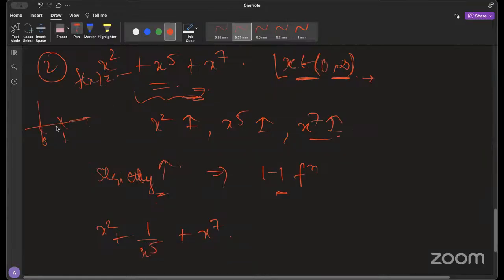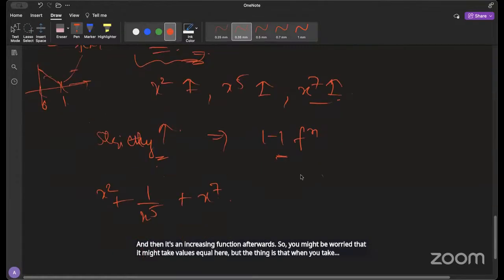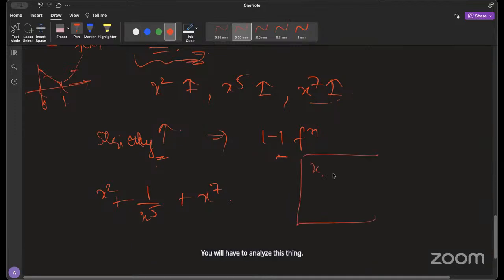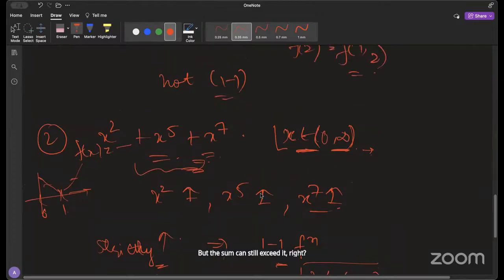From 0 to 1, this is a decreasing function, and then it's an increasing function afterwards. So you might be worried that it might take equal values here. But you will have to analyze this. If you have x from 0 to 1, then your x square and everything will be in 0 to 1 only. But the sum can still exceed it, right?